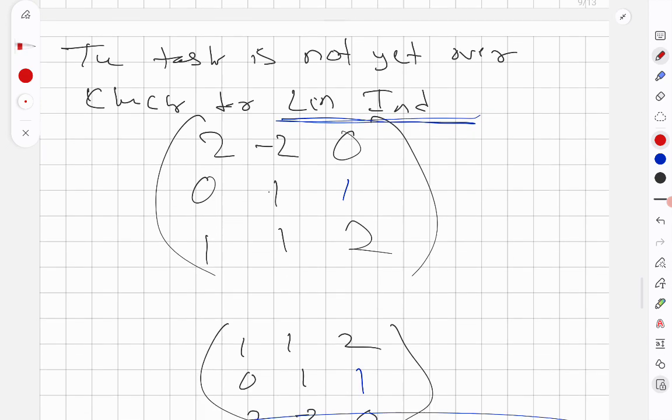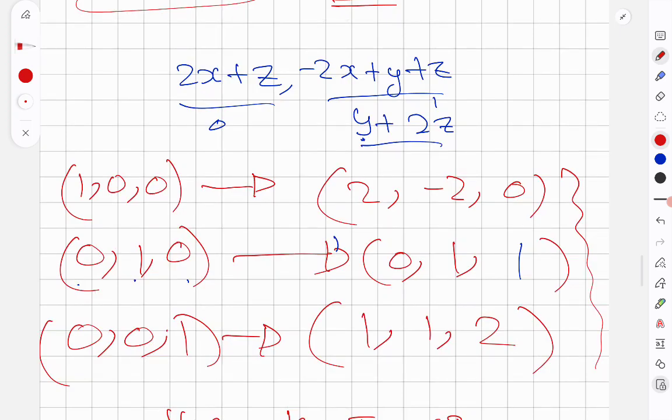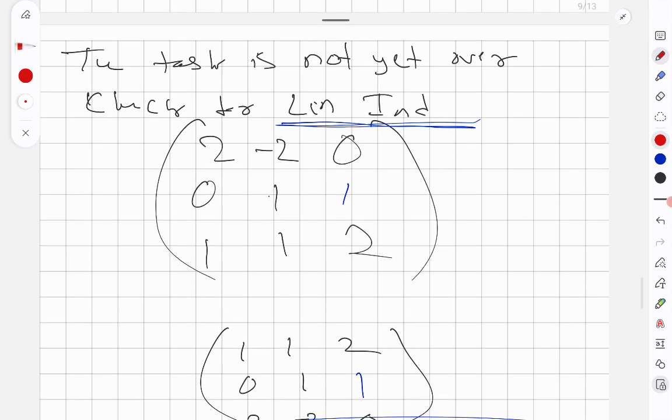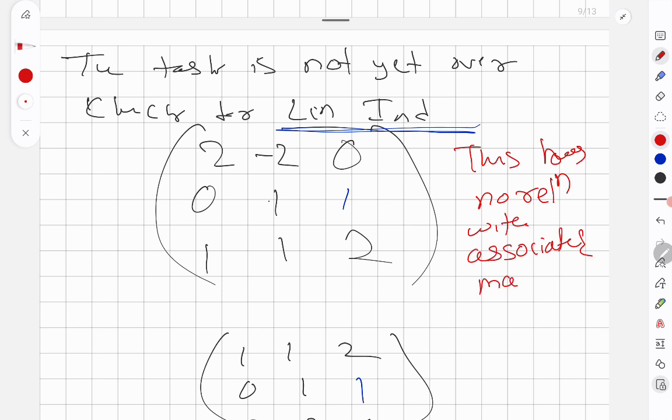So for linear independence, I just use row echelon form to check whether they are linearly independent or not. This is not a matrix, nothing. It is nothing related to the associated matrix. It is something I am using for checking linear independence or dependence. Don't get confused. These are just three vectors, so this has no relation with the associated matrix. I am just using this one.